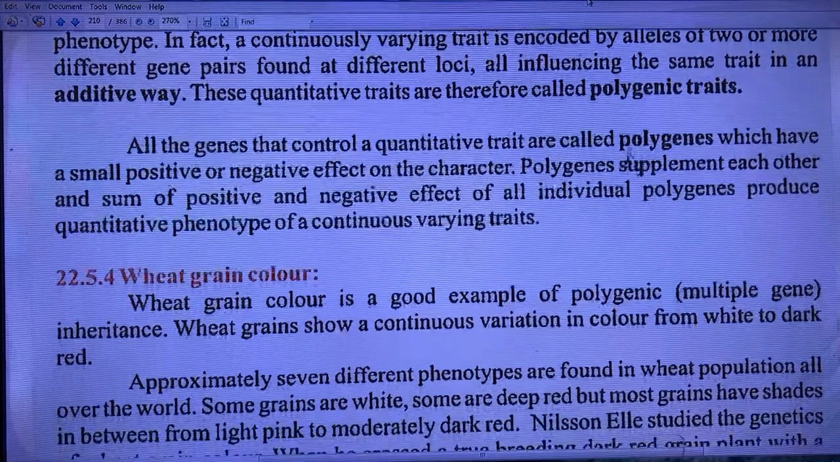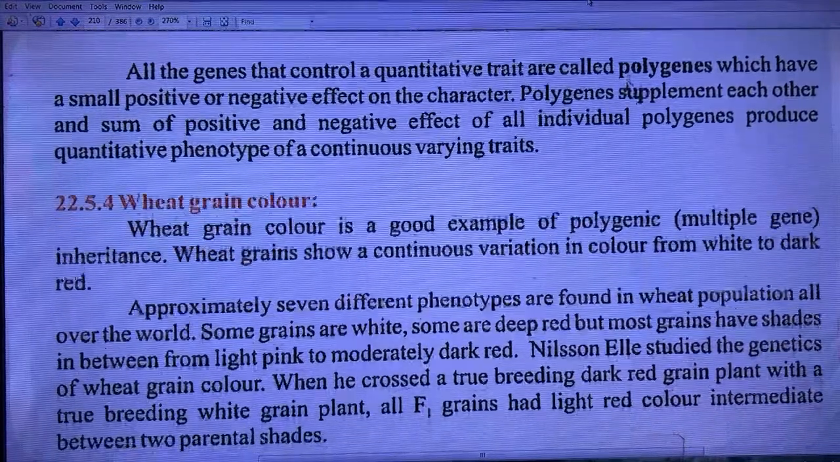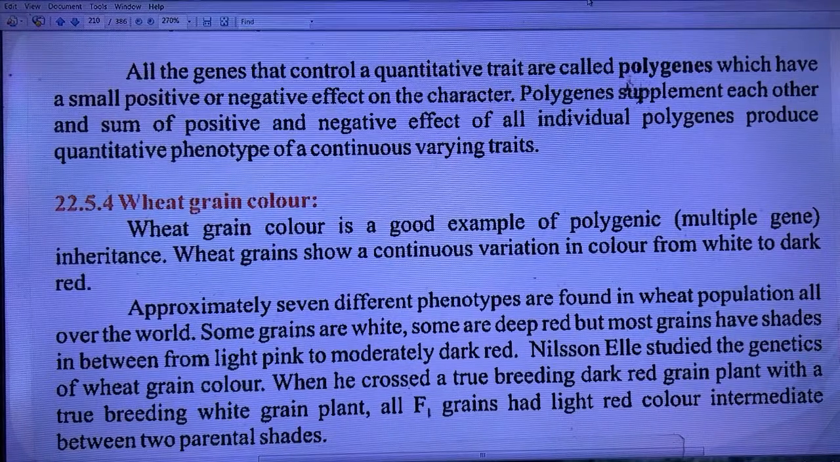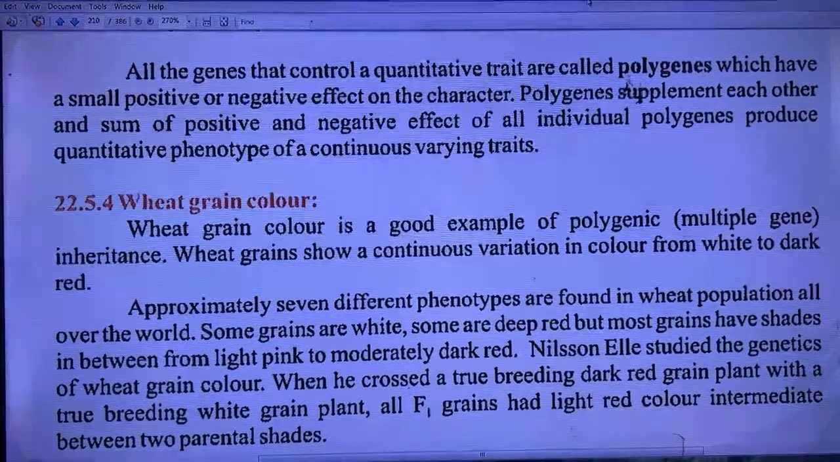All the genes that control a quantitative trait are called polygenes, which have a small positive or negative effect on the character. Polygenes supplement each other, and the sum of positive and negative effects of all individual polygenes produces the quantitative phenotype of continuously varying traits. Wheat grain color.